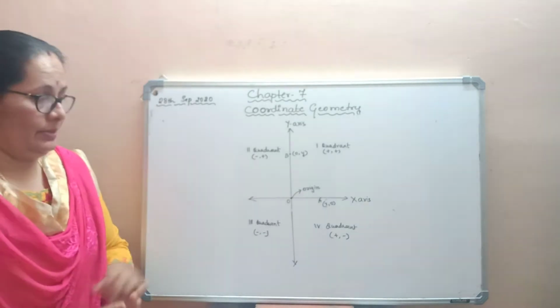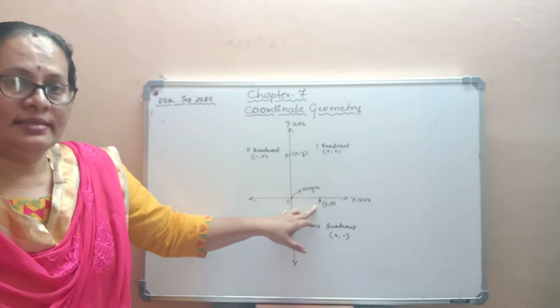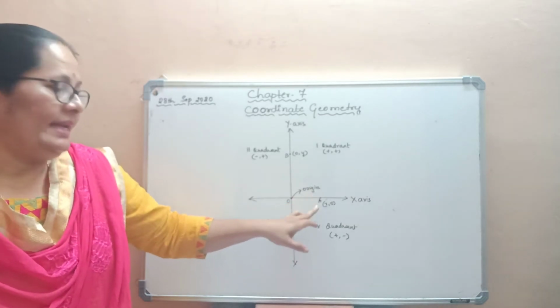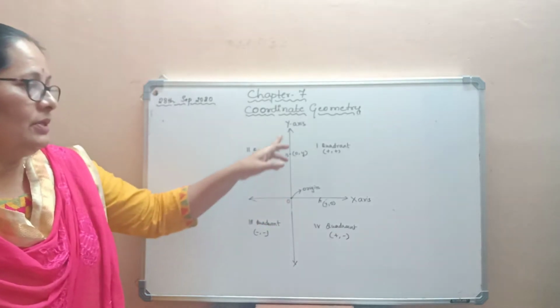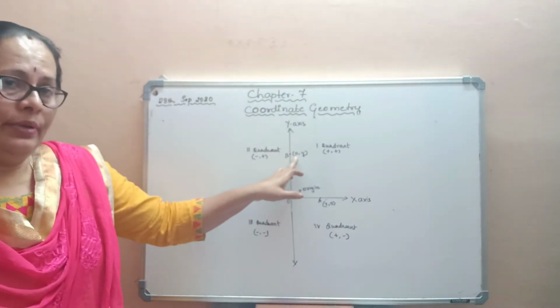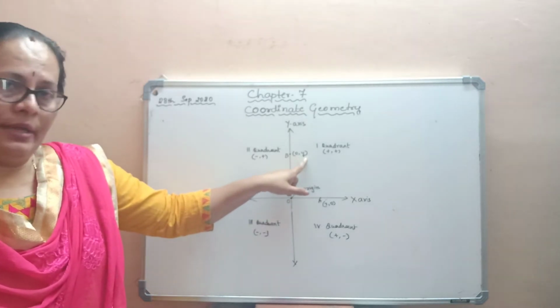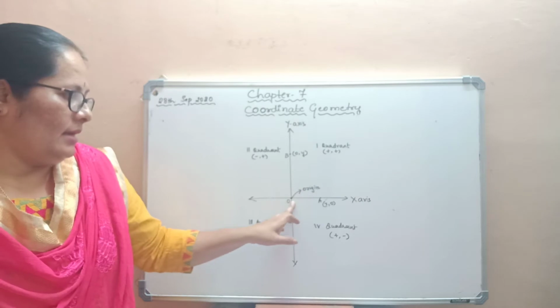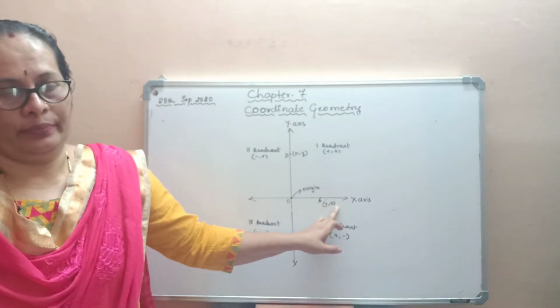And you also learned that if a point is on the x-axis, the coordinates are x, 0, and if a point is on the y-axis, the coordinates are 0, y. On the y-axis the x coordinate is 0, and on the x-axis the y coordinate is 0.